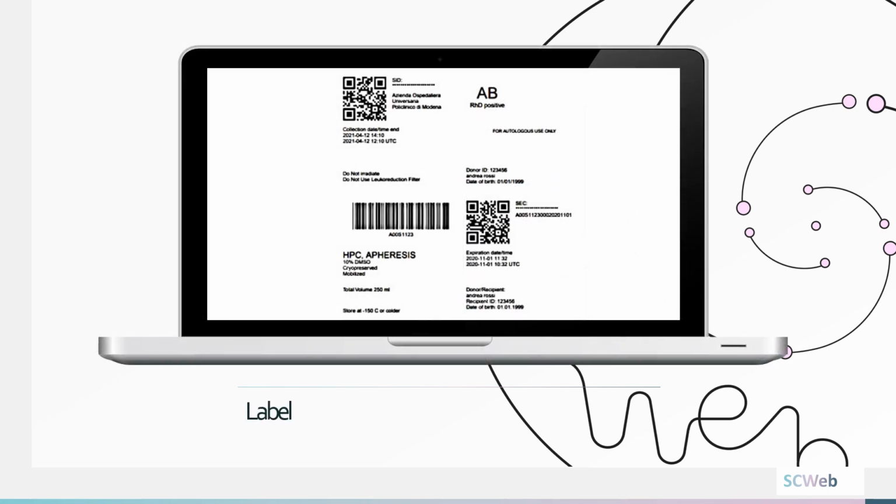The label is compliant with JC standards and divided into 4 sections. In the first, there will be the collection centre information. In the second, the donor's blood group and type. In the third, the collected product ID with the ISBT codes. And in the fourth, the SEC QR code, the expiry date, and the recipient's ID.